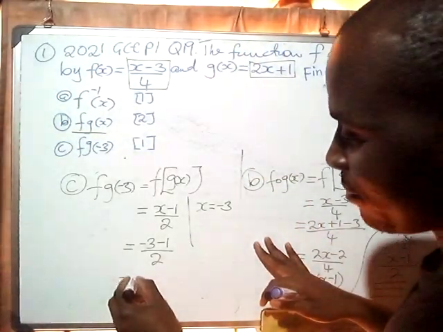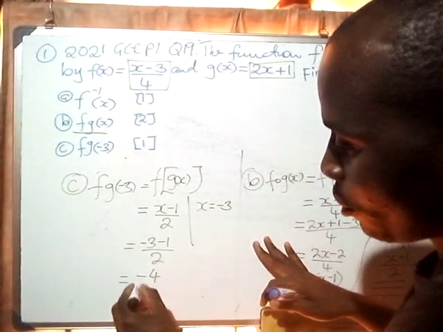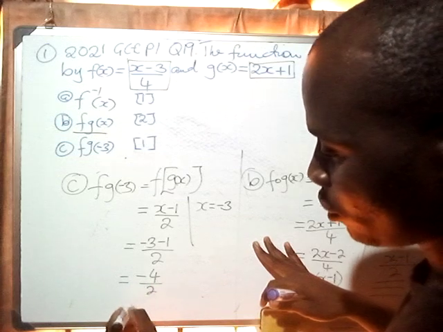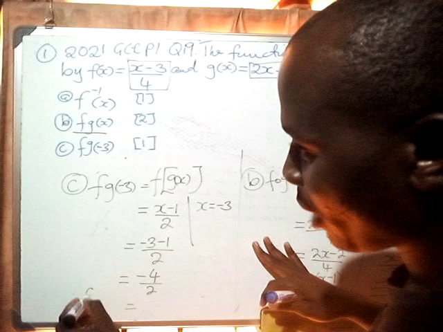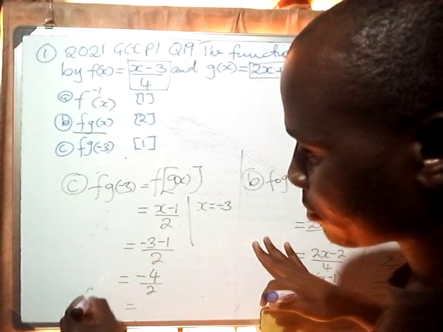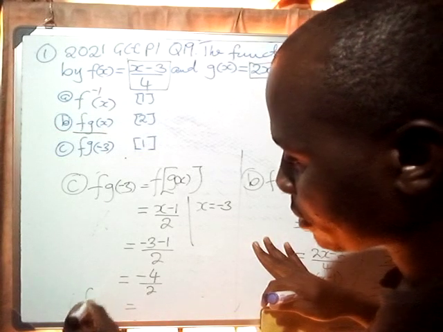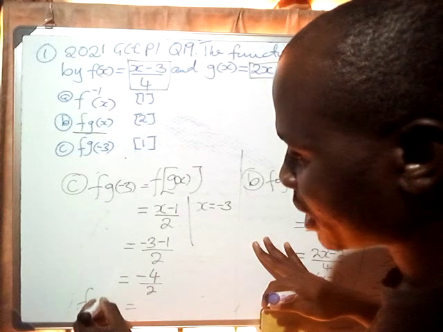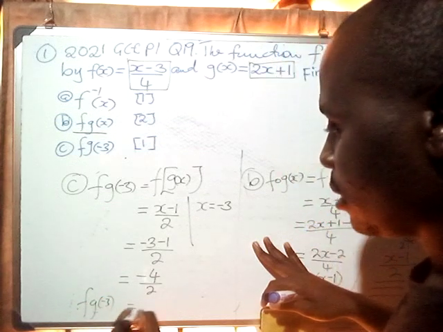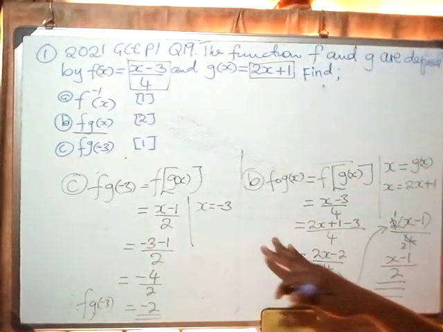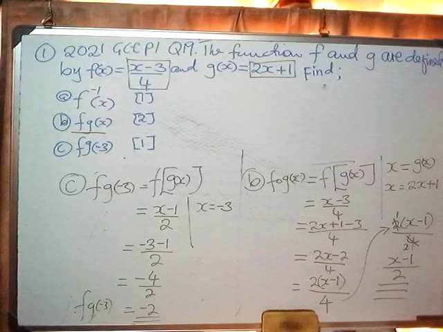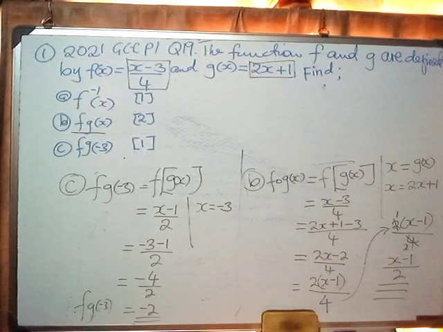is negative 4. So negative 4 over 2, and we are going to say therefore our f of g of negative 3 is equal to negative 2. So this is the answer, because negative 4 divided by 2, the answer is negative 2. Let us go to the next example.